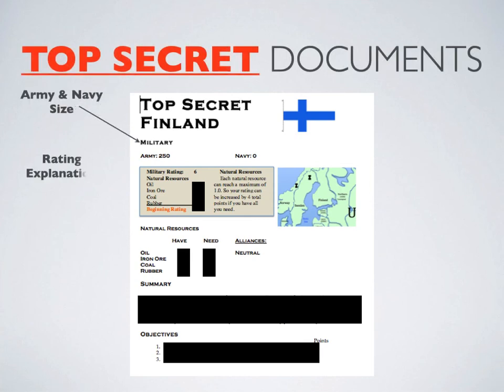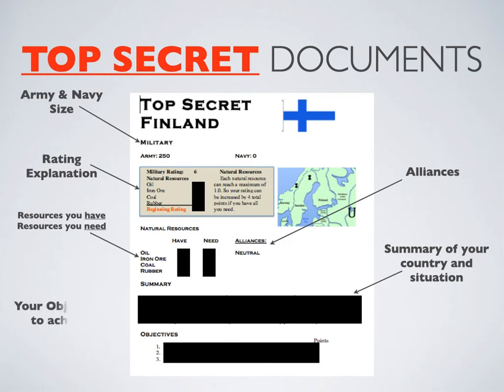Top secret documents. All the information is blacked out here, so we don't give away Finland's information. But it'll give you your Army and Navy size. It'll explain where your rating is at when the game starts, any alliances you have, the resources that you have and you need. Very critical to read the summary of your country and your situation you're in. And then also the objectives, which are very important to get into your report. These are the things that are going to guide you. You cannot go against your objectives. That's what keeps everything on the rails. But this is not a play either, so how you go about getting those objectives is up to you.